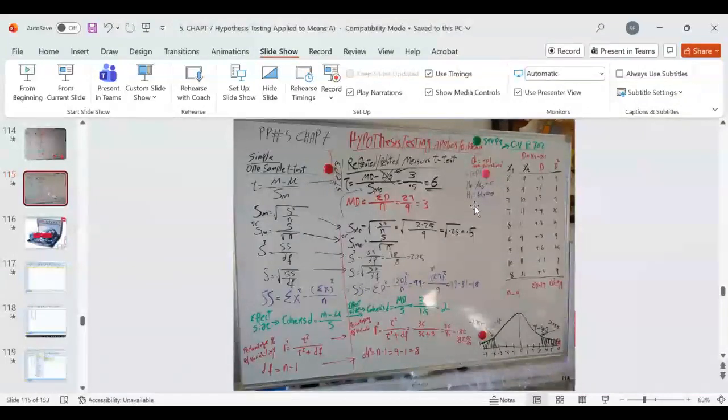So H1, the researcher's alternative hypothesis, says the mean difference is not going to be 0. Noel says 0.